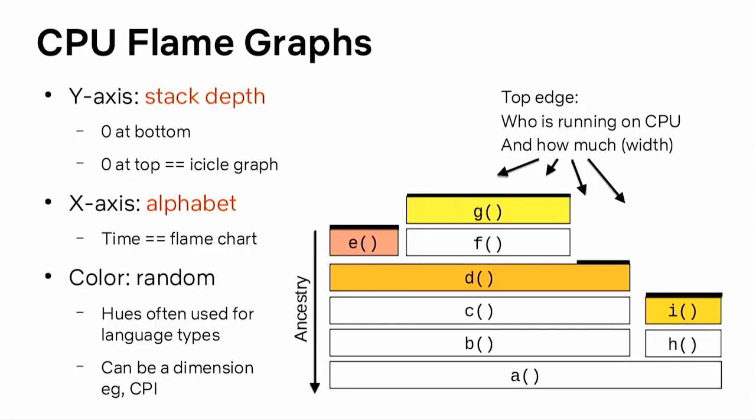I've summarized flame graphs in one slide. So 0 is at the bottom for the stack depth. Some people like to flip them and put them upside down, icicle graphs. If the x-axis is time, that's a flame chart. And so I've colored there. That's who's running on CPU, is the top edge.